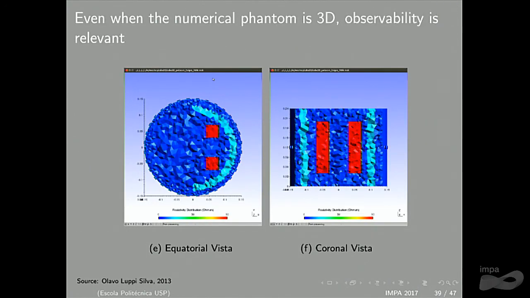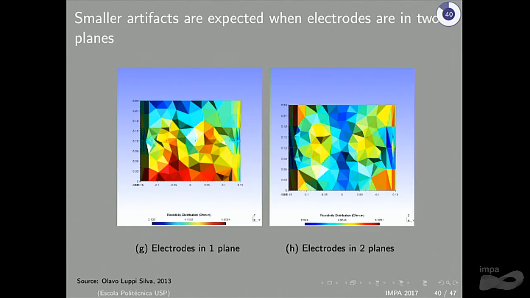Let us try to make another experiment, a numerical experiment. This is the direct problem, this is the numerical phantom, and we want to find these red objects. So if we use 2 planes of electrodes, the objects are here, and there are some artifacts in the corners. If we use just 1 plane of electrodes, then there is a huge artifact here.